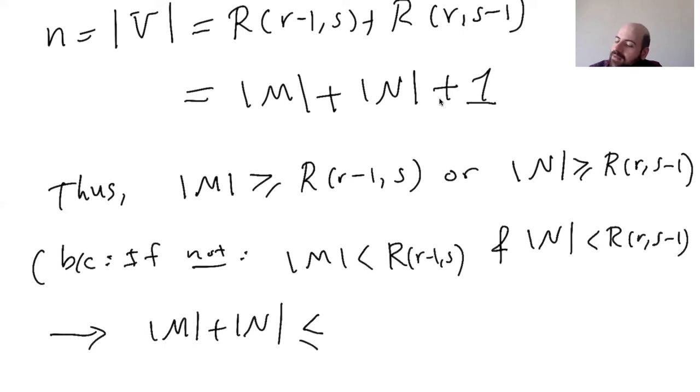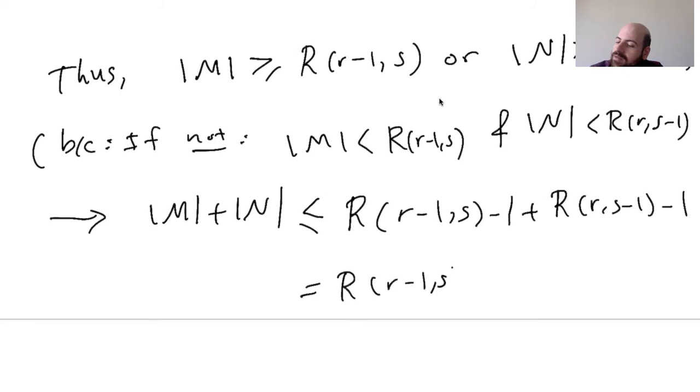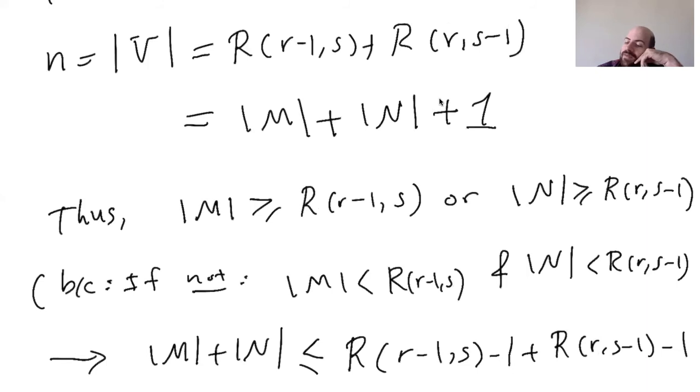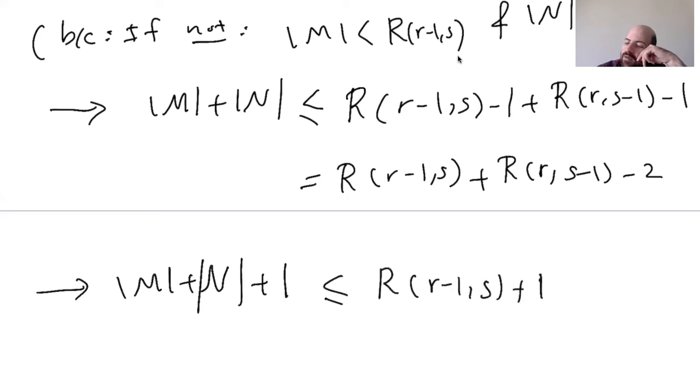So that means this is less than or equal to capital R of R minus 1 and S minus 1 plus capital R of R and S minus 1 minus 1, which is capital R of R minus 1 and S plus capital R of R and S minus 1 minus 2. And then I have the number of elements of M plus the number of elements of N plus 1 has to be equal to this expression here, which could not happen if this happens, because then I would have this less than or equal to capital R of R minus 1 and S plus capital R of R and S minus 1. Minus 2 plus 1 means minus 1, right?